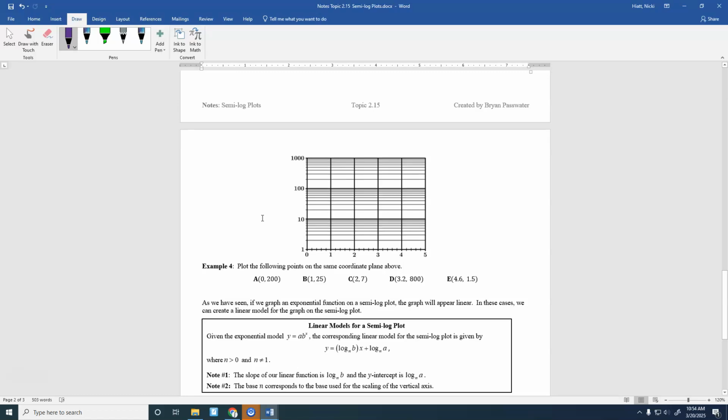Okay. Try 4. I want you to graph these points for me. I want you to graph those. I'm going to freeze my screen so that you can't see what I'm doing. And label each point with the A, B, C, D.